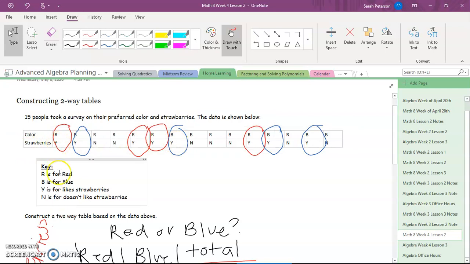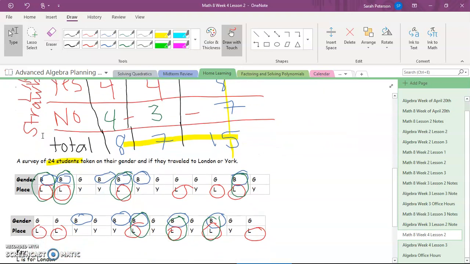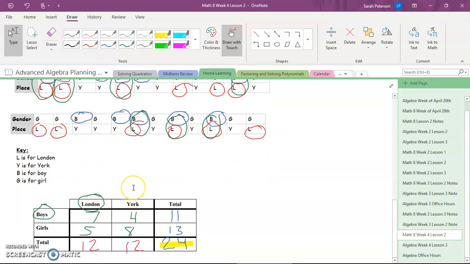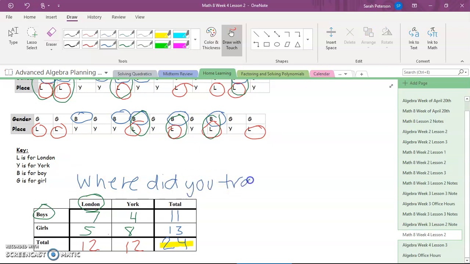So this one was, do you like strawberries? And this one was, what color do you like, red or blue? And then this bottom one, it looks like they asked them, what's your gender? And then what place did you travel on your school trip or on a trip, whatever trip they took. So those are kind of the titles that you would put there. And in fact, I'm going to label these titles in. So where did you travel? And then gender. I'm just going to put gender with a question mark because I can't really fit it. But the side label might be gender.